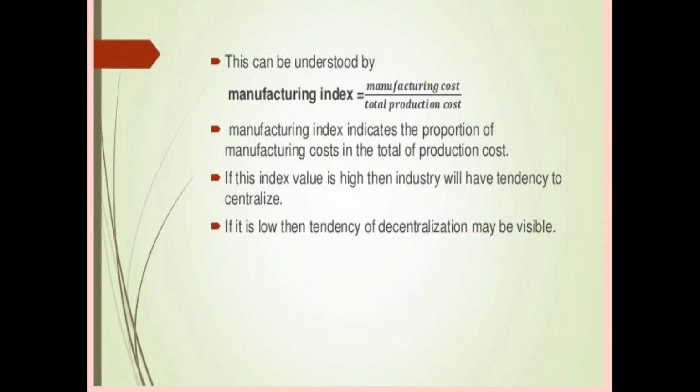This can be understood by manufacturing industries, that is manufacturing cost divided by total production cost. The manufacturing index indicates the proportion of manufacturing cost in the total production cost. If this index value is higher, then the industry will tend to centralize. If it is low, then the tendency of decentralization may be visible.